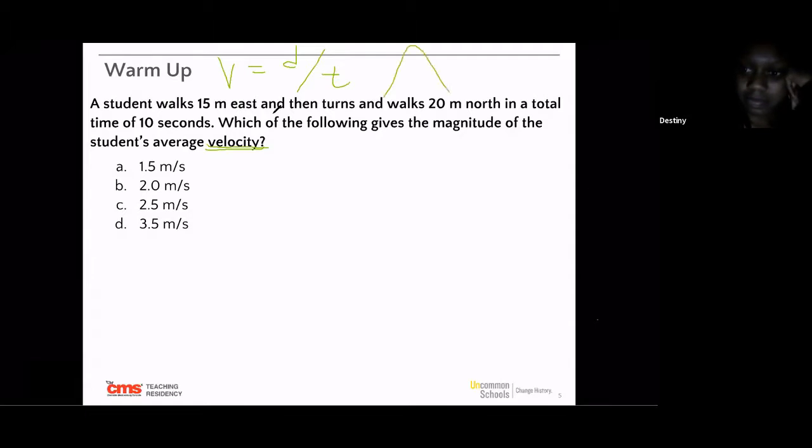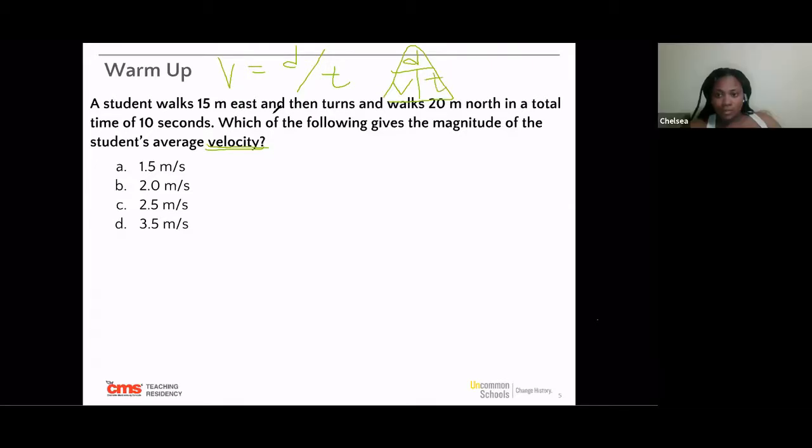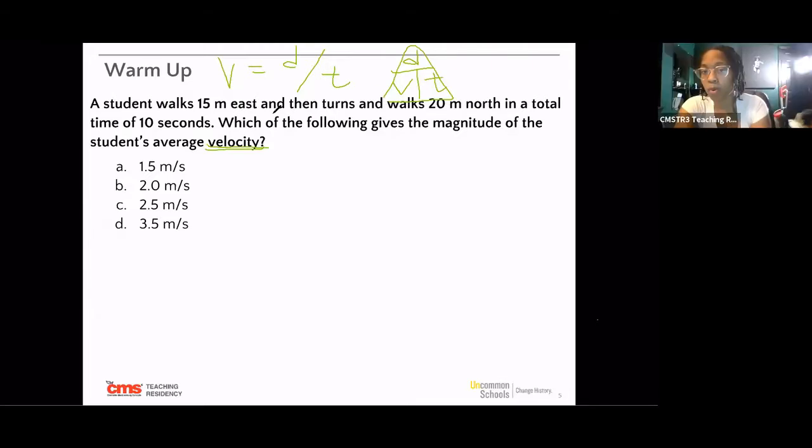If we put it in our formula triangle, velocity is here, displacement is up there, and time is on the bottom, right? Now, in order to get this problem, you have to remember that that D is displacement and not distance. So for those of you that were telling me D, you were actually calculating speed, which is distance over time. To understand this one, the displacement here is not 35.